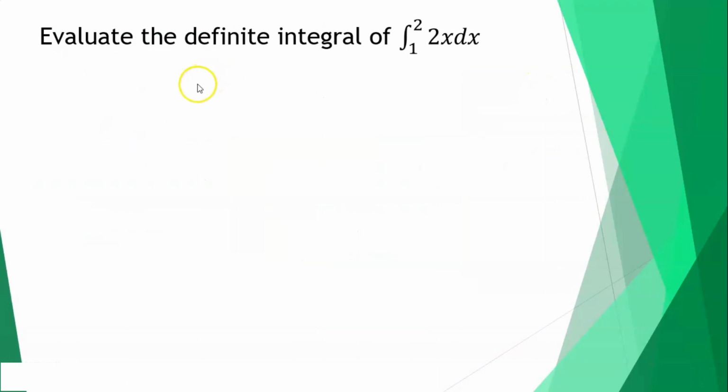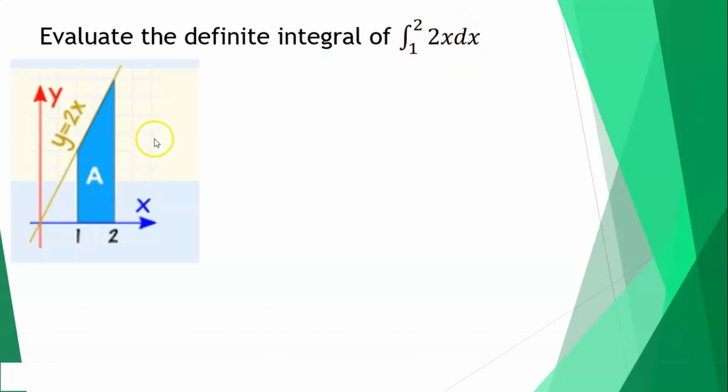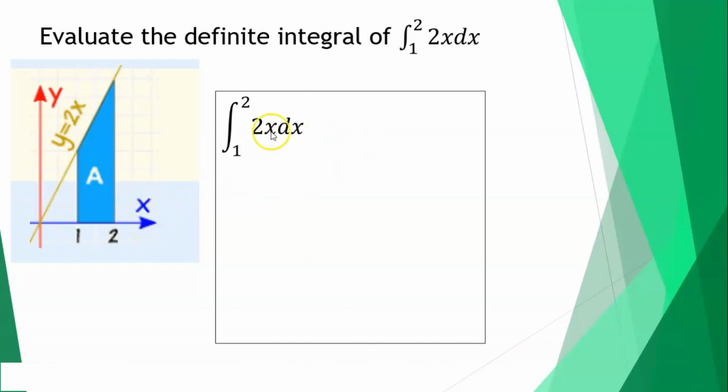Evaluate the definite integral of 2x dx evaluated from 1 until 2. So graphing this one, it looks like this. This is the graph, this yellow line here. This is the graph of y equals 2x. Our limits here, we started from 1 until 2. So writing this in symbols, let's have this, the integral of 2x dx evaluated from 1 until 2.